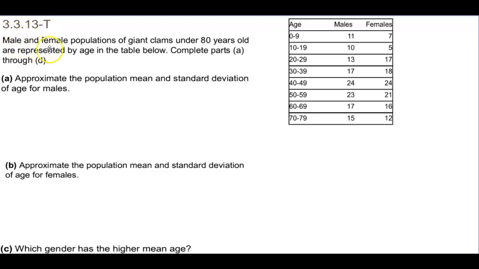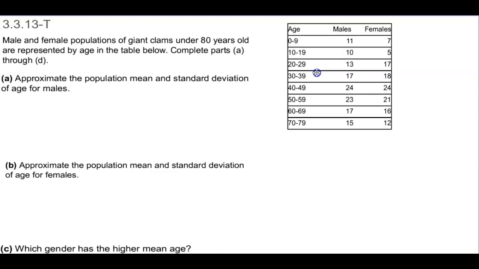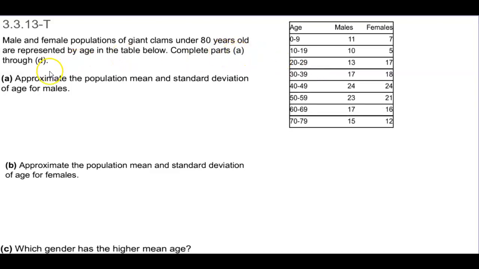3.3.13-T. Male and female populations of giant clams under 80 years old are represented by age in the table over here to the right. We want to complete parts A through D. So the first thing we want to do is approximate the population mean and standard deviation of age for males. So let's go ahead and do this on StatCrunch.